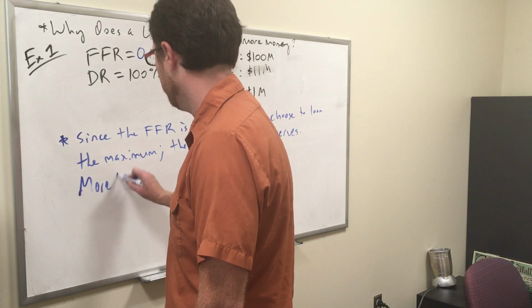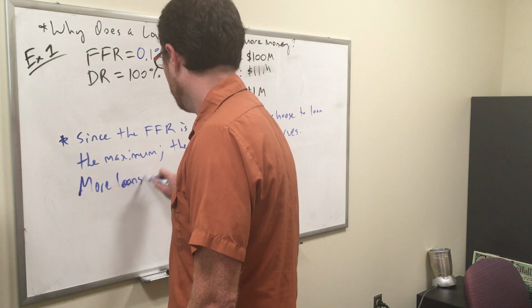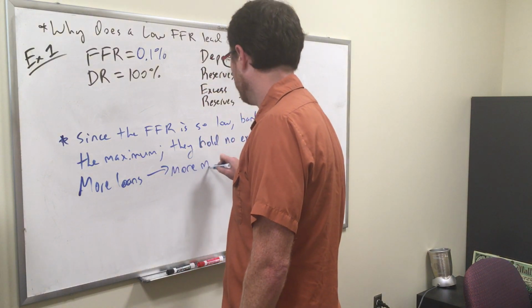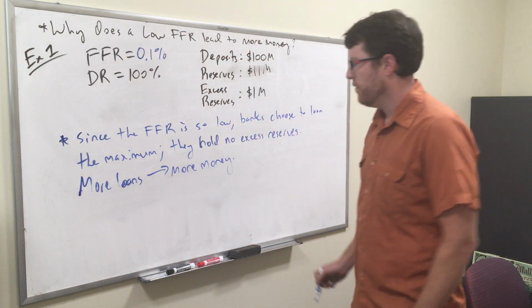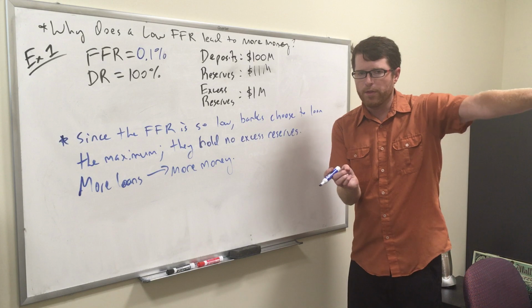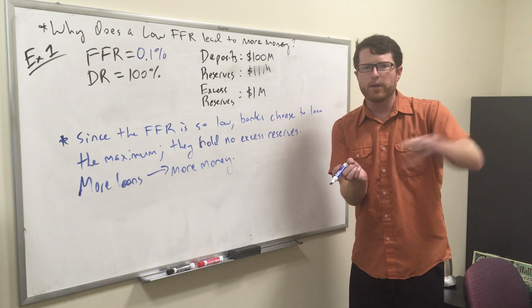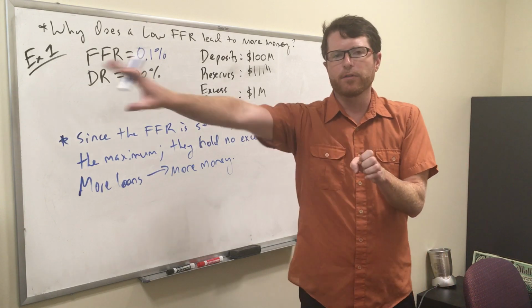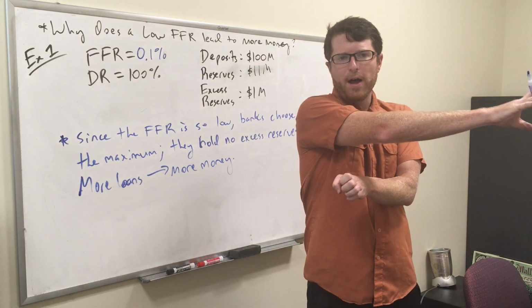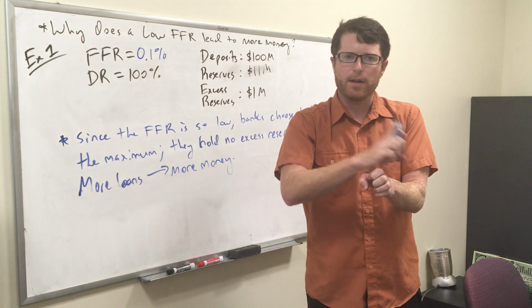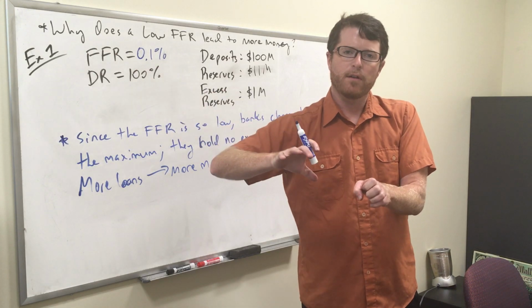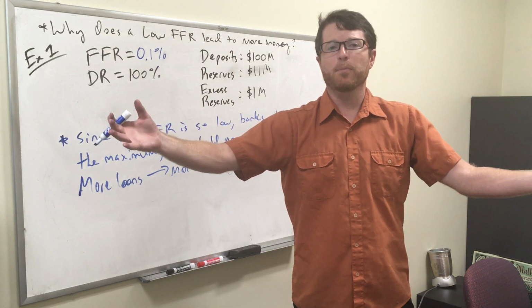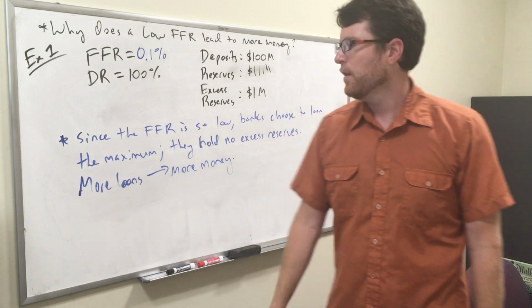More loans means more money. Simple as that. When the money's sitting in the bank, only the depositor gets to use it, right? Only the depositor can withdraw that money and spend it at some point. But if the bank takes that money and loans it out, now the original depositor still can access that money, but someone else is using it too. So it basically doubles the money supply instantaneously when that happens.